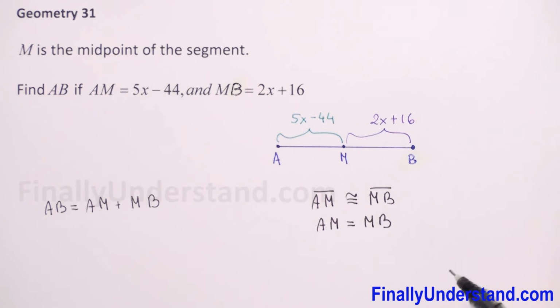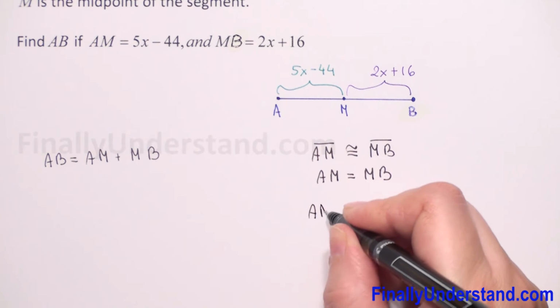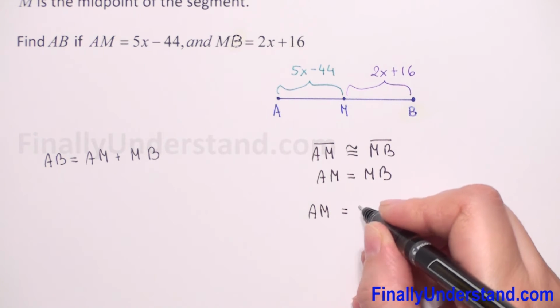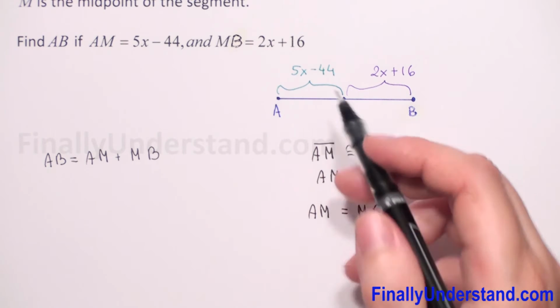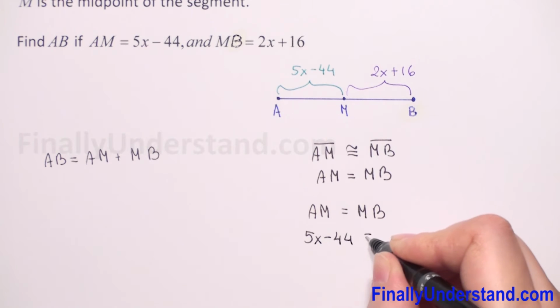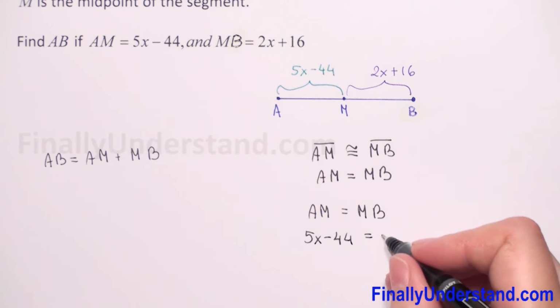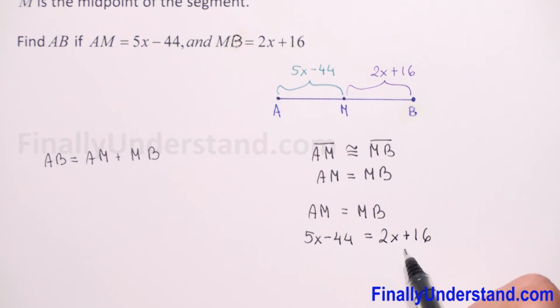So we can write an equation, because AM is equal to MB, we can substitute AM by 5x minus 44. This is equal to MB, which is 2x plus 16. So we have an equation and we have only one unknown, x. So we can find x now.